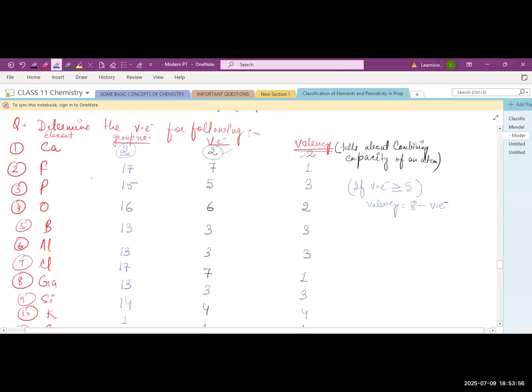Second, for fluorine, group number is 17. So what is the valence electron? It's the unit digit of the group number, so it's 7. Now you can see here 7 is greater than 5, right? So for the valency, you need to subtract it from 8. So 8 minus valence electron, 8 minus 7, it will give you 1. So the valency of fluorine is 1.